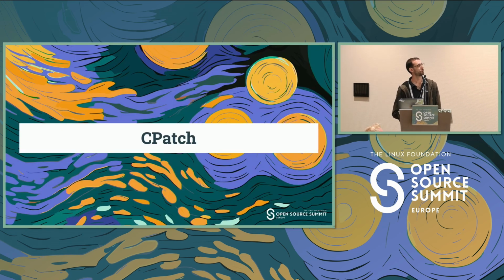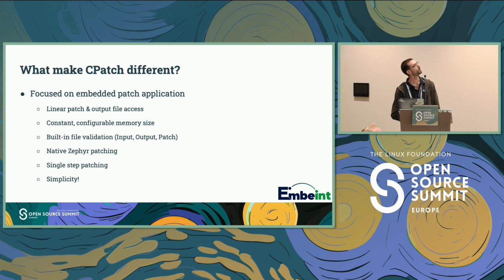So CPatch, what is it? Well, what makes it different in this case? CPatch is focused on the embedded patching side, not on the patch generation side. So we're focusing on things like linear patch file and output file access, so you can just read from the start, read to the end. There's no jumping around. Same thing with the output, because if you're writing in a linear fashion, you can take advantage of stuff like the flash pages. They need to be written in blocks, etc.